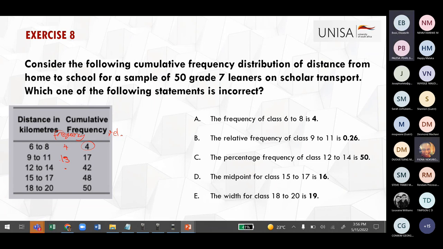I'm just going to copy. 25. It's 25. 42 minus 17, right? Yeah. It's 25. Oh my God.